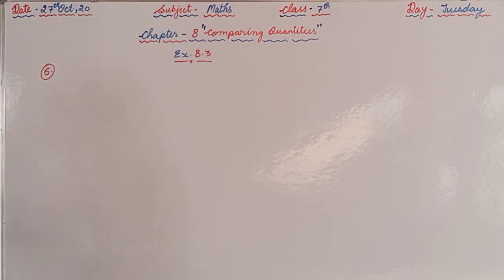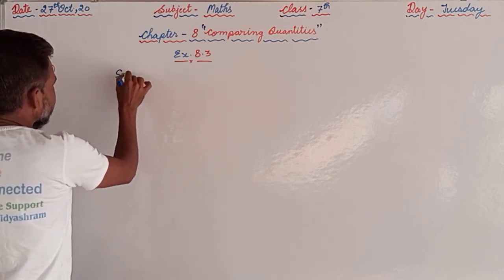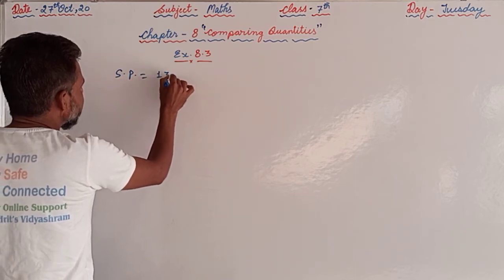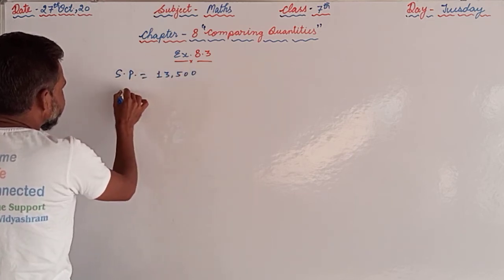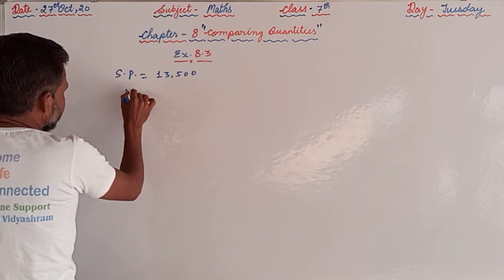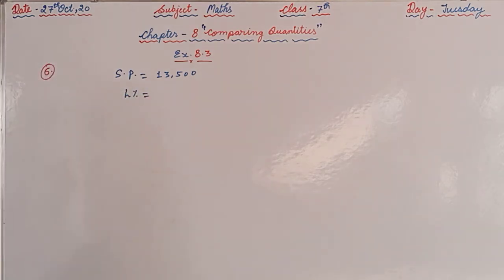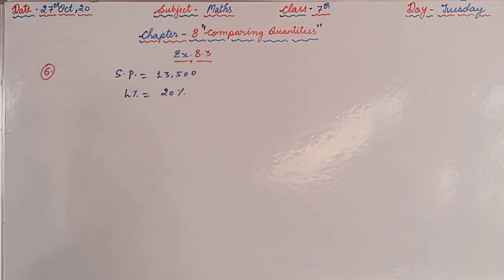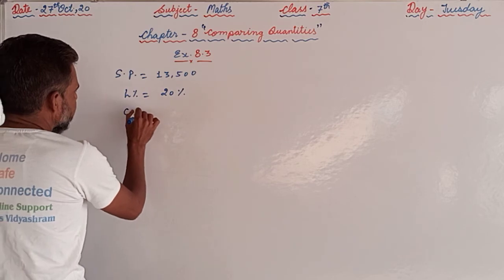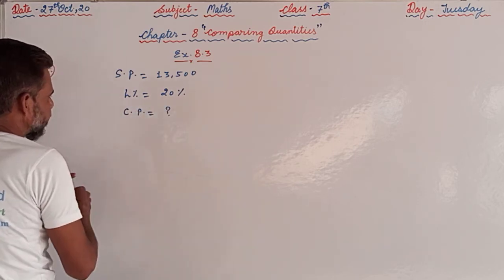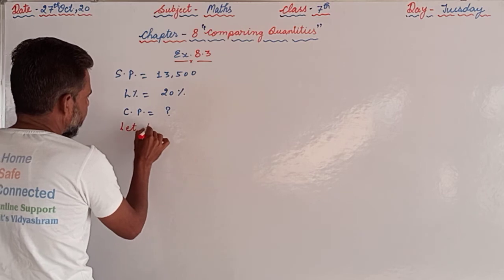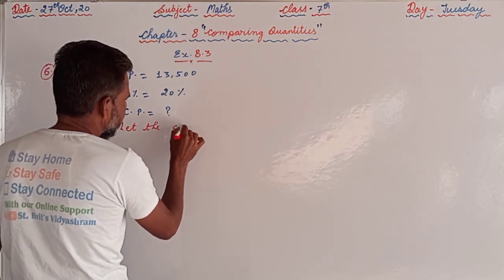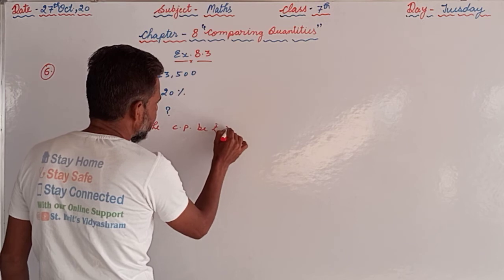Here the selling price is given, the selling price is 13,500, and the loss percent is there, that is 20%. And we are supposed to find the CP. Let the CP be rupees X.